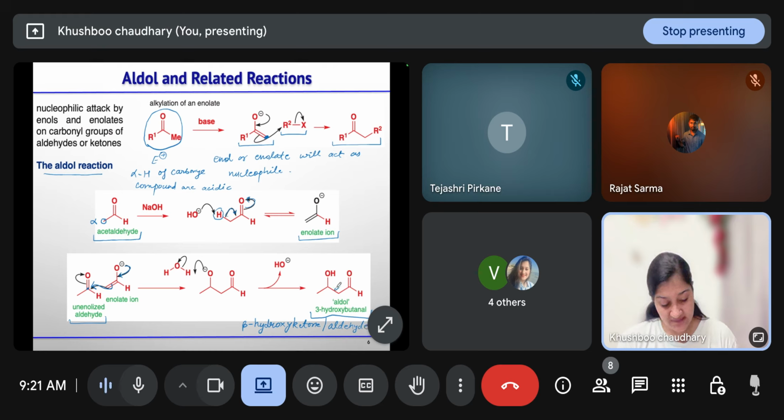So this is alpha, this is beta. At beta position, we have hydroxy group. So beta hydroxy ketones or aldehydes, we will call it as aldol. Now, in this reaction, hydroxide ion, whatever we are using, is released in the last step. That means only catalytic amount of base is needed, and that will serve its purpose and will be released in the last step.